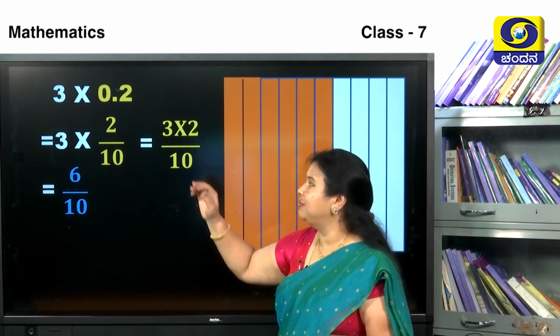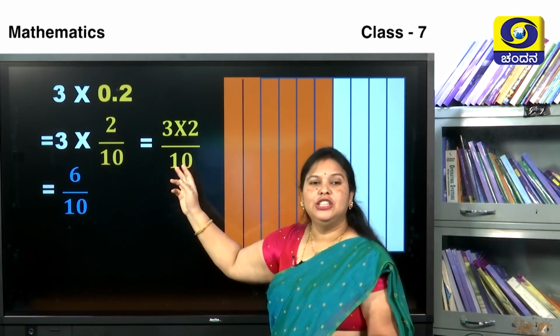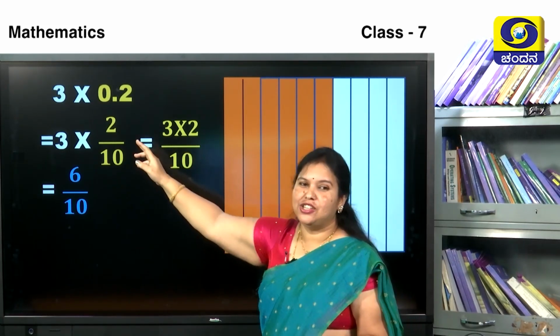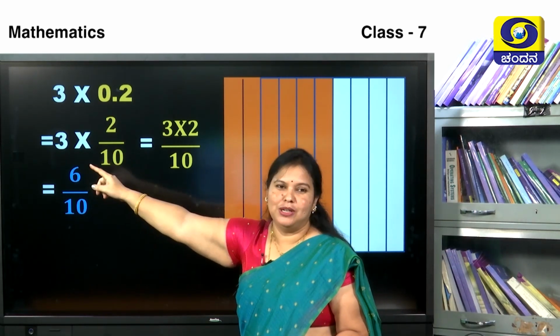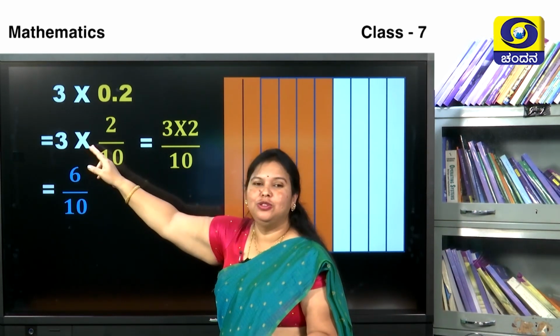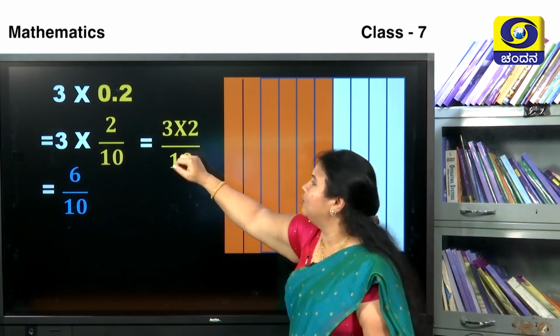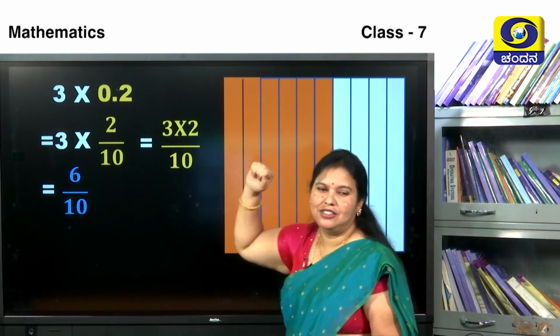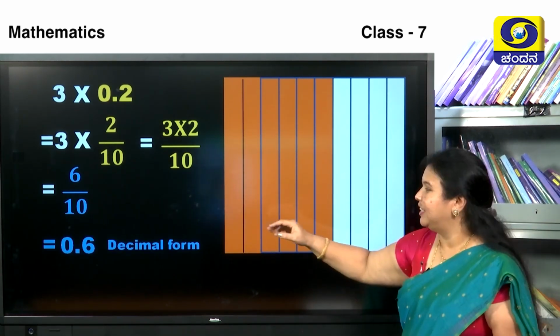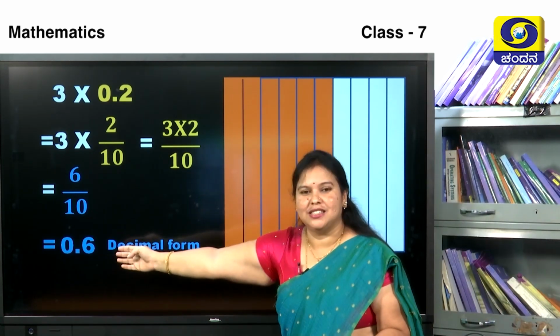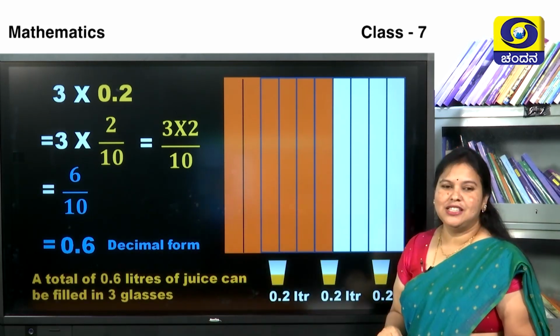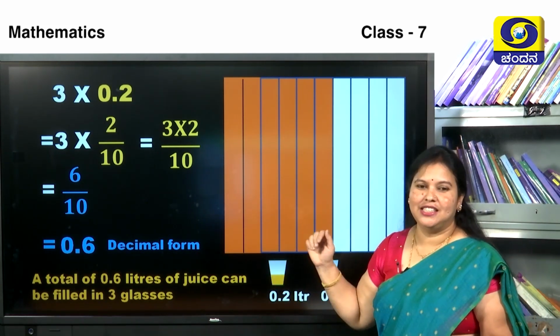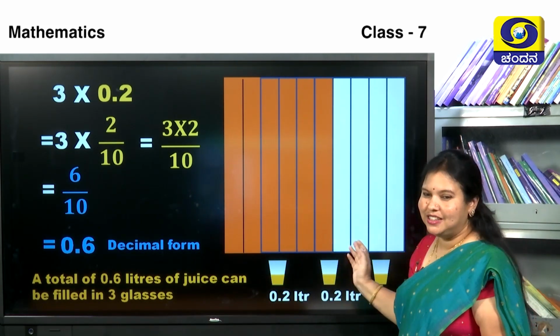It can also be simplified like this. For this, you should recall the multiplication of a fraction by a whole number. We have to multiply the numerator and the whole number. So, by multiplying these two, 3 into 2, we got the same answer, 6 by 10. So, we can write it in decimal form like this, 0.6. That means a total of 0.6 liters of juice can be filled in 3 glasses.